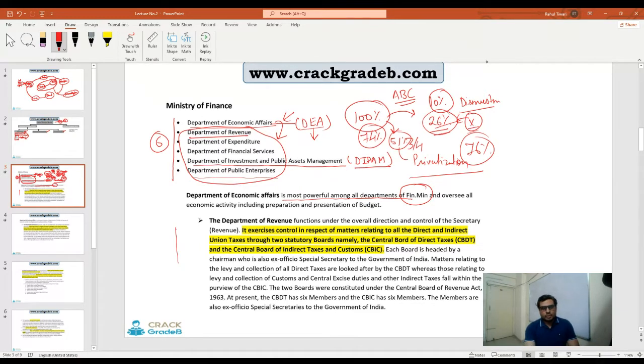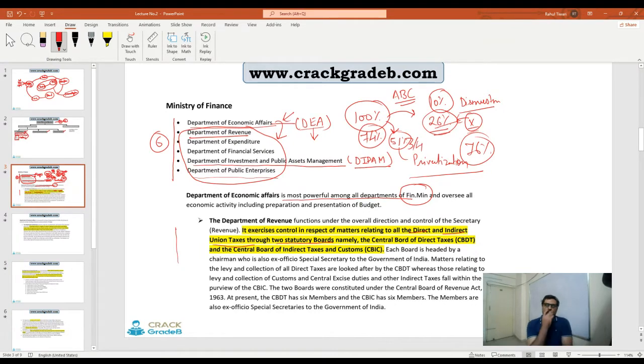Department of Revenue is responsible for all kinds of receipts received by the government of India, especially receipts received by the government of India through taxes. Right? So it is mentioned here. It exercises control with respect to matters relating to all direct and indirect union taxes through two statutory bodies.